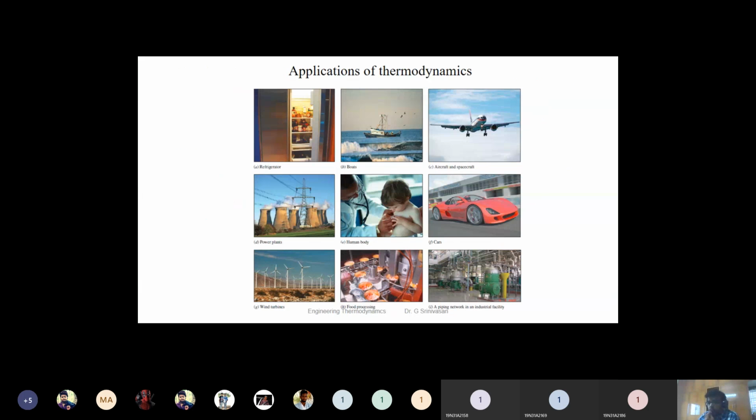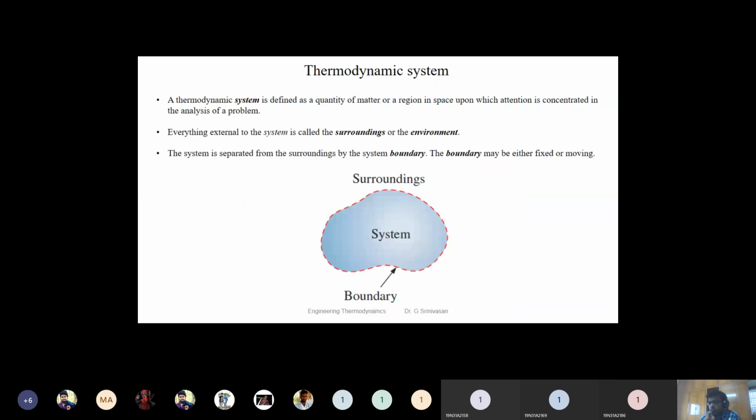So that was about that. Then we had a look at what the applications of thermodynamics are, and after that we saw what a system is. So what is a system, and what are the surroundings? If you consider any system as a whole, then what is outside the system is called the surroundings, and the membrane or separation region that separates the system and surroundings is the boundary.